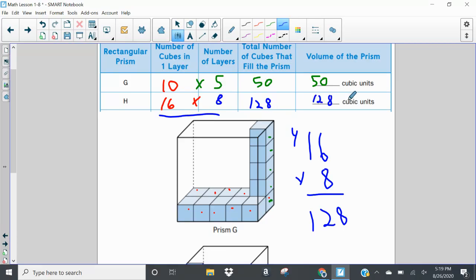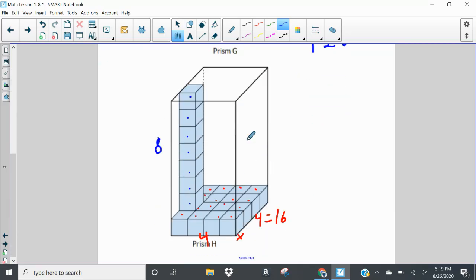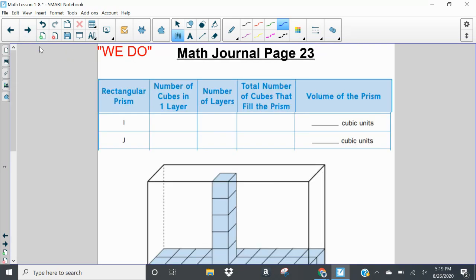128, which means what's the volume? 128 cubic units. 128 cubes fit in there. That's a lot. Let's take a look at our next one.